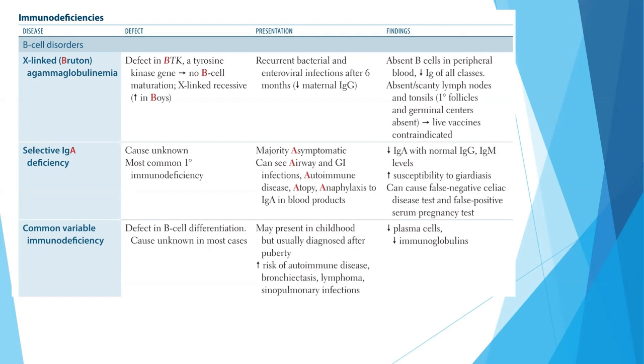Talking about common variable immunodeficiency, there is a defect in B cell differentiation and the cause is unknown in most cases. It may present in childhood, but is usually diagnosed after puberty. There is increased risk of autoimmune disease, bronchiectasis, lymphoma, and sinopulmonary infections. There are decreased plasma cells and decreased immunoglobulins.